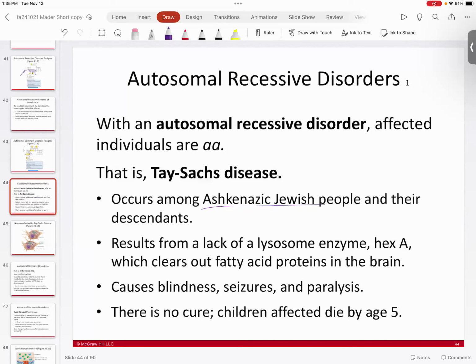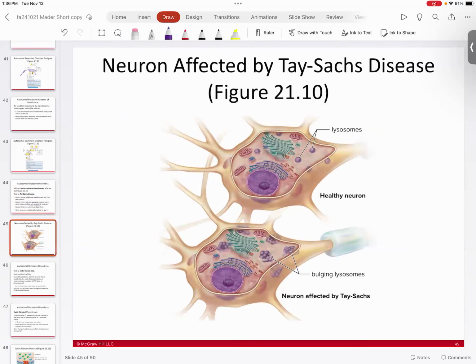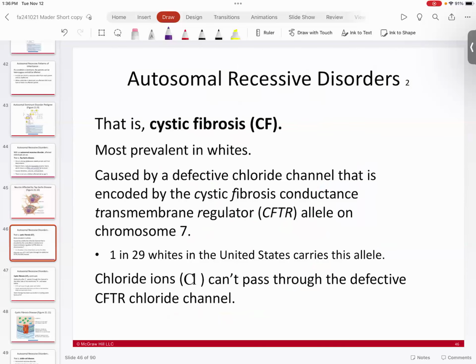And so what causes Tay-Sachs is the lack of a lysosomal enzyme called Hex A, which basically takes out fatty acid proteins in the brain. And so these accumulate in the brain, and it can cause blindness, seizures, and paralysis. We don't really have a cure. Generally speaking, affected individuals will die at an early age, around 5 or so. This is kind of what it looks like. In a healthy neuron, you have lysosomes inside the neuron, clearing things out. In Tay-Sachs disease, you have these bulging lysosomes, which are abnormal because they're trying to do what they're supposed to do, but they can't because they're compromised.